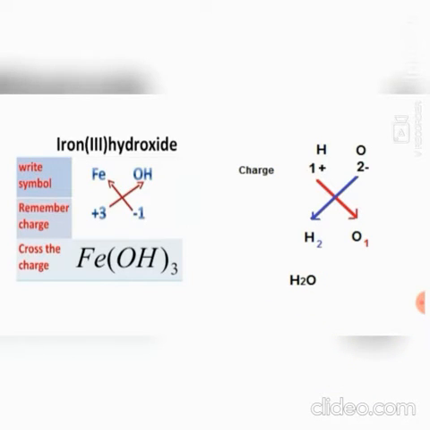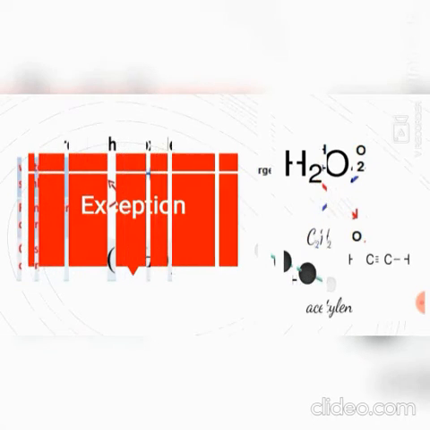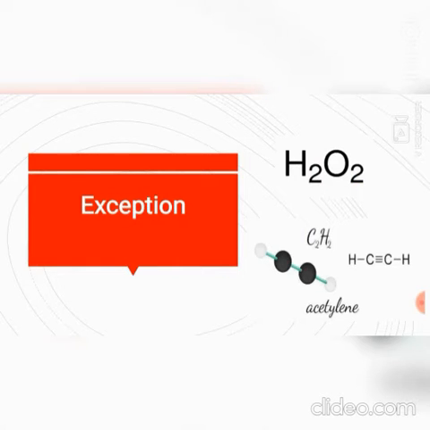I hope you all understood how the compound is formed using valencies. But there are some exceptions. For hydrogen peroxide, the cross multiplication process will not happen. For hydrogen peroxide, the formula is H2O2. Similarly, for acetylene, it is C2H2. So here the valencies cross multiplication will not take place and we should not multiply the common factor here.